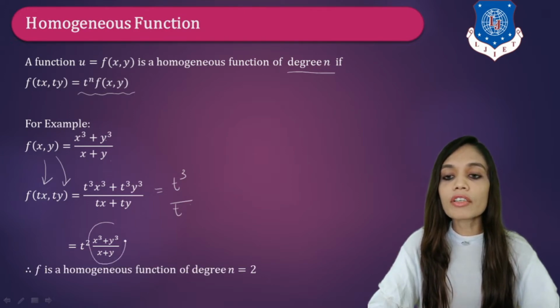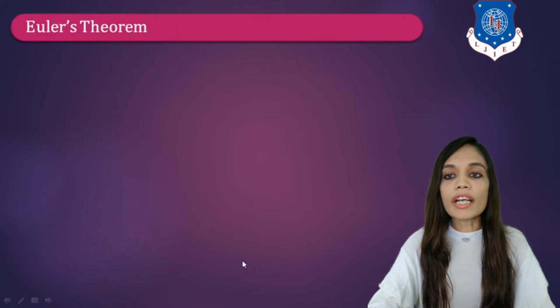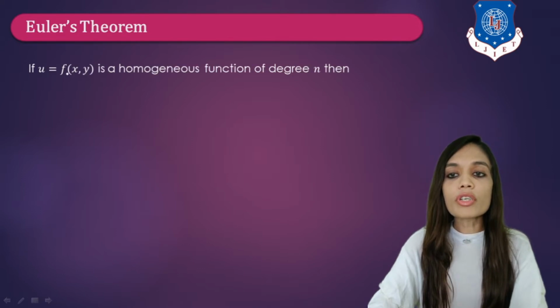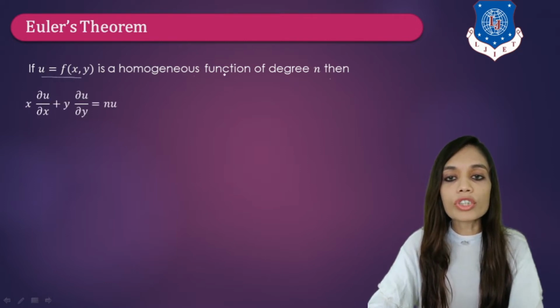But this is our given function. So what we have got? t square times f of x comma y. Therefore f is a homogeneous function of degree n equal to 2. Now let us see one theorem, that is Euler's Theorem. If u is equal to f of x comma y is a homogeneous function of degree n. So firstly u should compulsorily be a homogeneous function, then only we can apply Euler's Theorem.